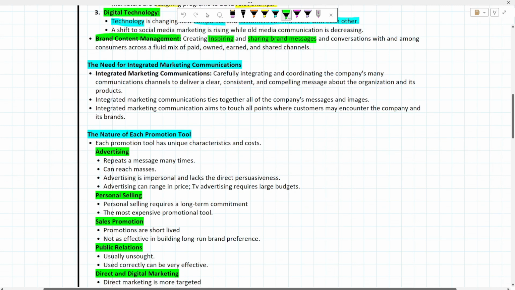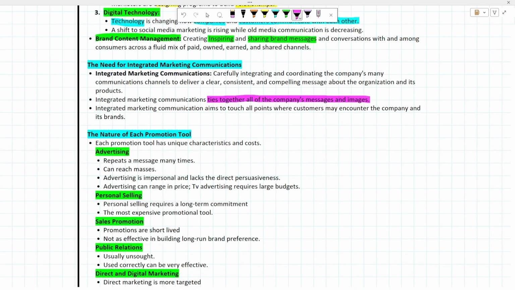So the need for integrated marketing communications. Integrated marketing communications is carefully integrating and coordinating the company's many communication channels to deliver a clear, consistent, and compelling message about the organization and its products. Integrated marketing communication ties together all of the company's messages and images. That's a key point that I'll highlight. It aims to touch all points where customers may encounter the company and its brands.